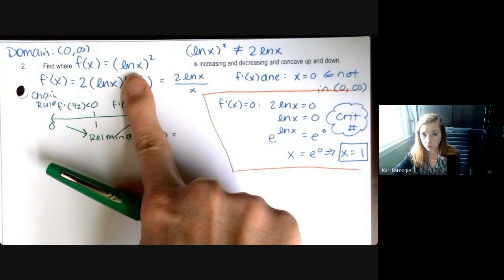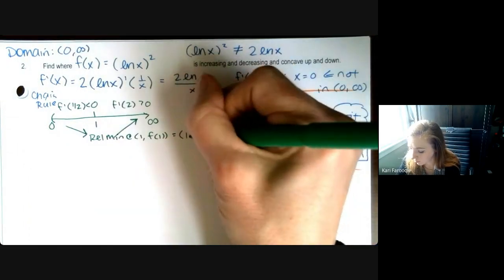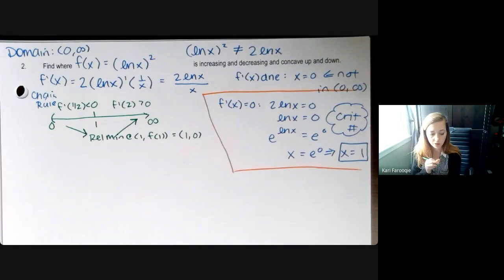We should know that. Let's get used to it. And then 0 squared is still 0. So we have this relative min at 1, 0. You're just like, you didn't ask me for that. That's fine. I'm telling you, include it. We need to talk about it.